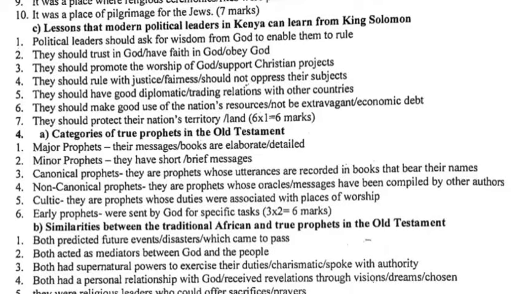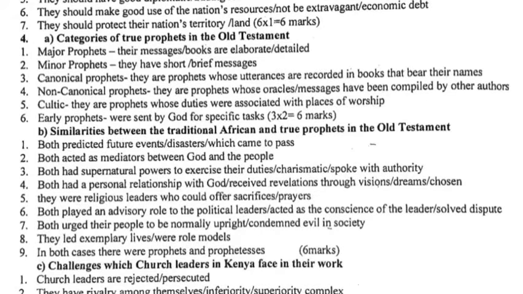Question 4a. Categories of true prophets in the Old Testament. Major prophets, their messages are elaborate. Minor prophets, they have brief messages. Canonical prophets, they are prophets whose utterances are recorded in books that bear their names.